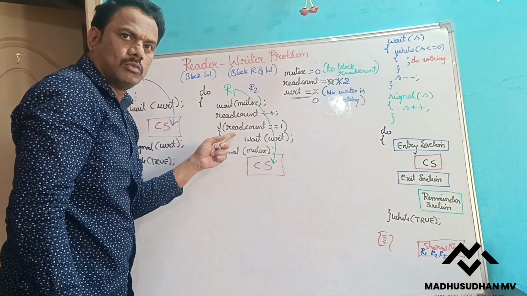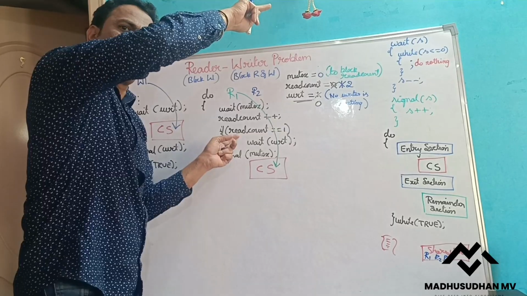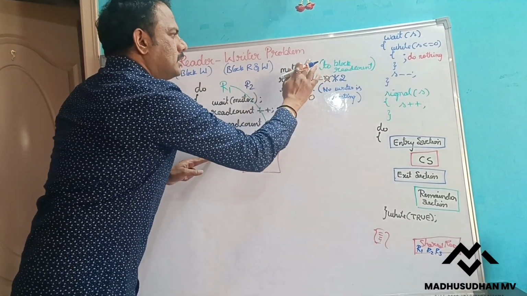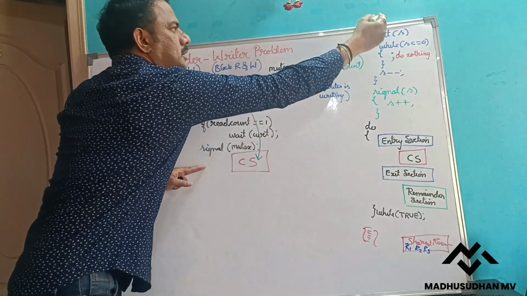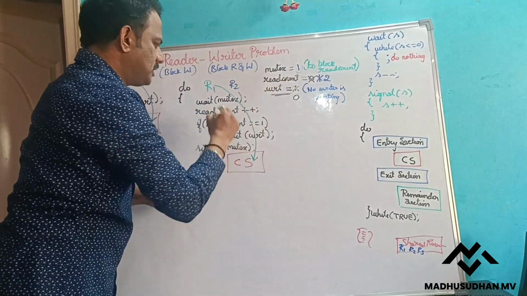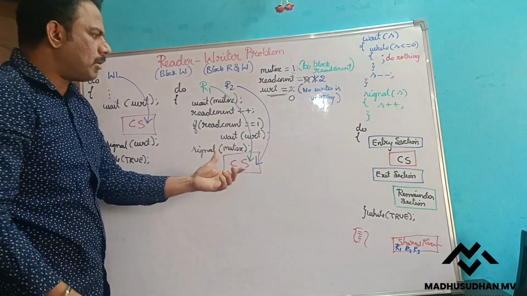Check: is read count equal to 1? No, this is the second person. Already the first person has blocked the writer. So the condition is false and it comes out. Signal(mutex). Mutex is 0, 0 plus plus 1, so it becomes 1. Now R2 also enters. Now both are there. See, it is not blocking the reader.